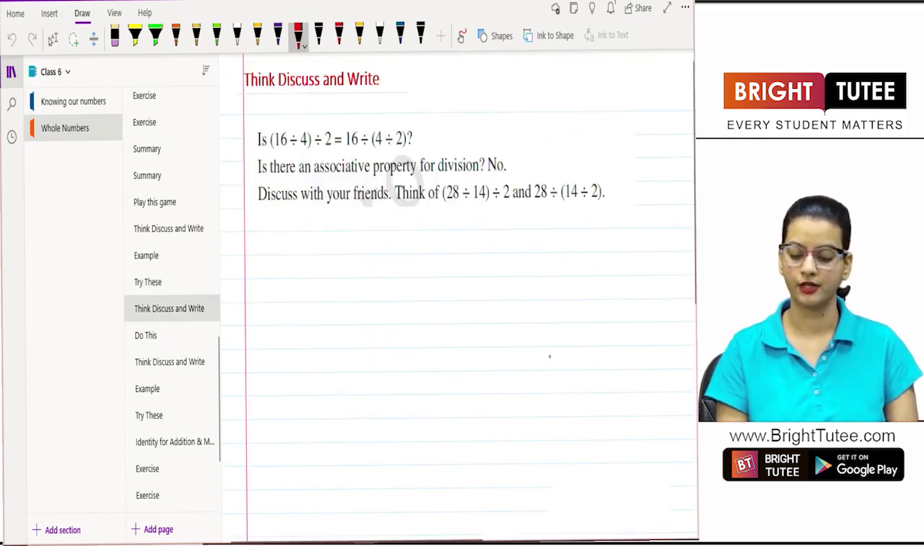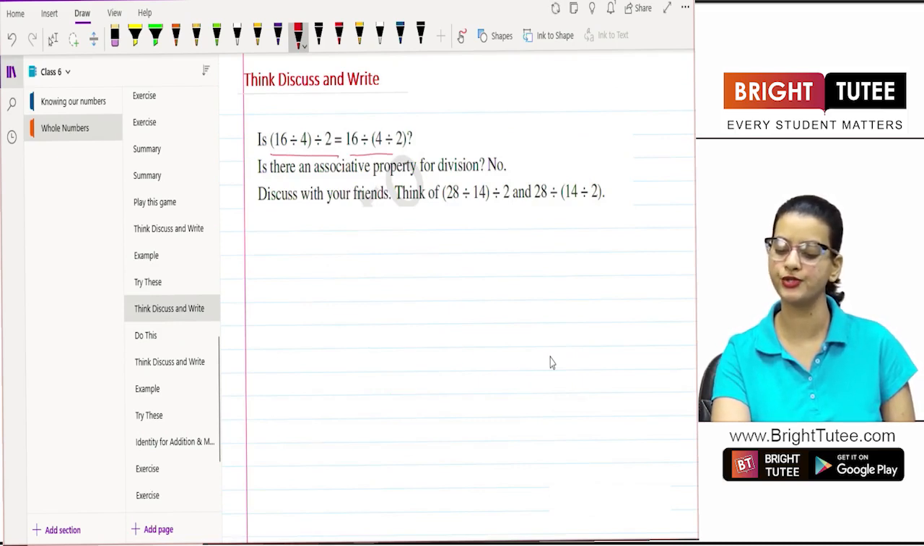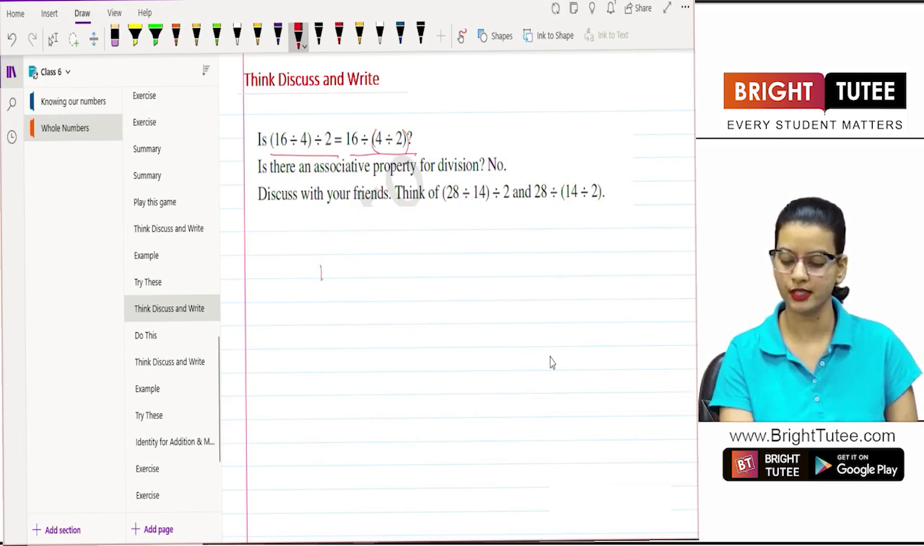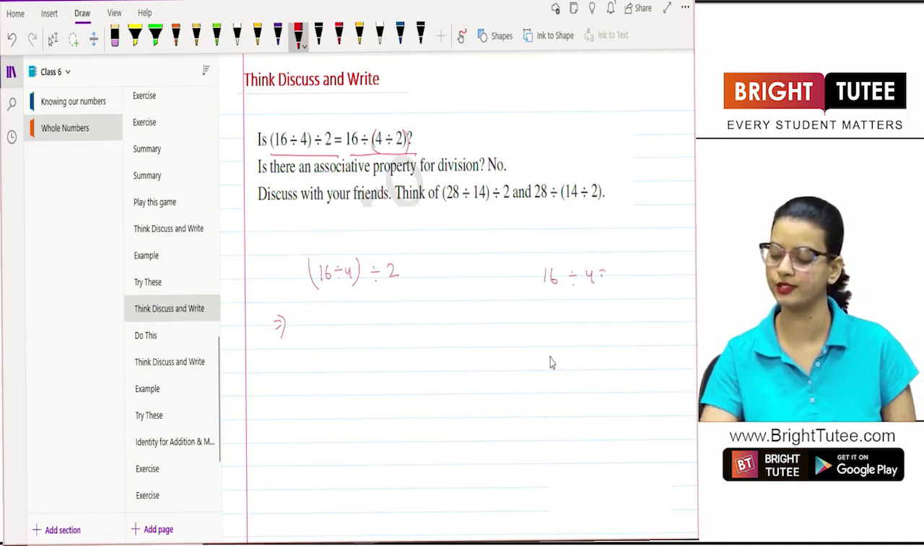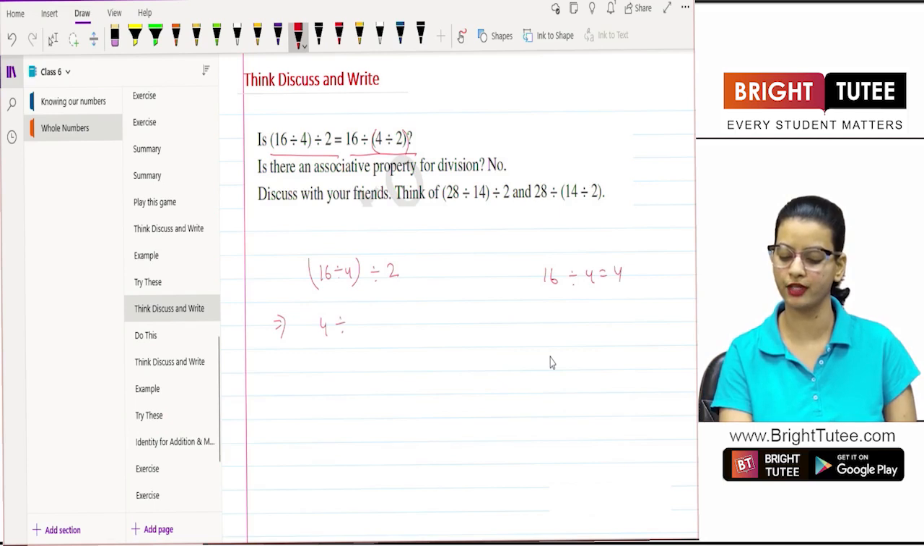Okay. Right. So is (16 ÷ 4) ÷ 2 equal to 16 ÷ (4 ÷ 2)? Let's try and find this out. Whenever any operation is present inside the bracket, we perform that operation first. So 16 ÷ 4 is actually 4. So we get 4 ÷ 2, and the answer is 2.